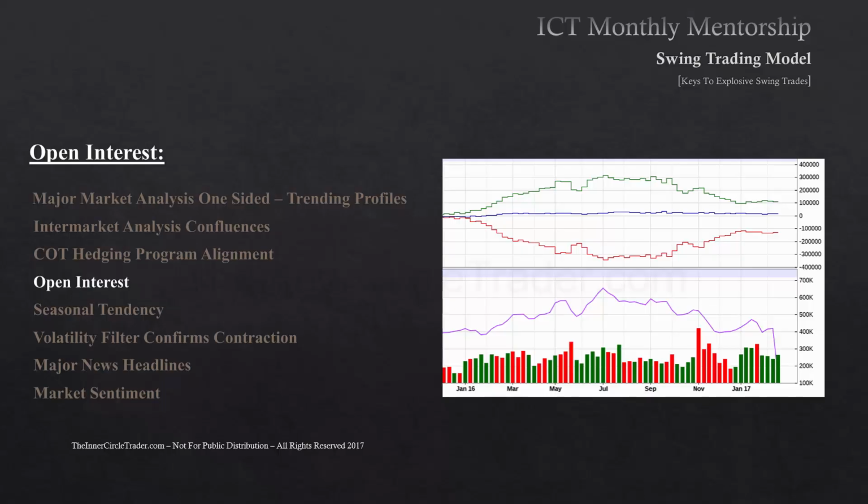If we see an increase of open interest 10 to 15% or more at a time when the commercials increase their net selling, or the red line goes lower, that is bearish.